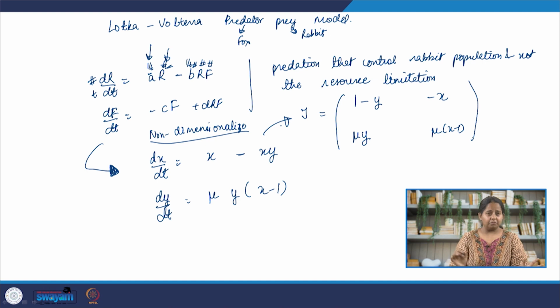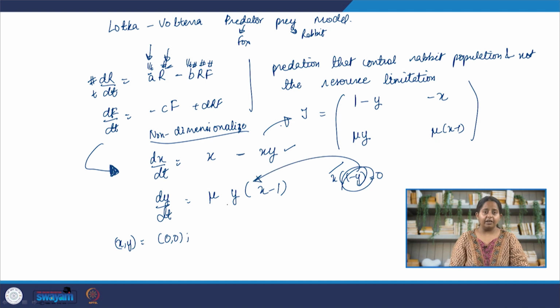Now let's look at the fixed points, because after the Jacobian we want to find a characteristic equation. So one fixed point, very clearly, is that both x and y are equal to 0, 0. Let's look at another possibility. What if x is not equal to 0? Then for the first equation, dx by dt is equal to x into 1 minus y, to be 0 when x is not equal to 0, y needs to be equal to 1. If y is equal to 1, then x also needs to be equal to 1, because we have mu into y into x minus 1 equal to 0. Assuming that mu is not 0, x has to be equal to 1. So the next fixed point is 1, 1.